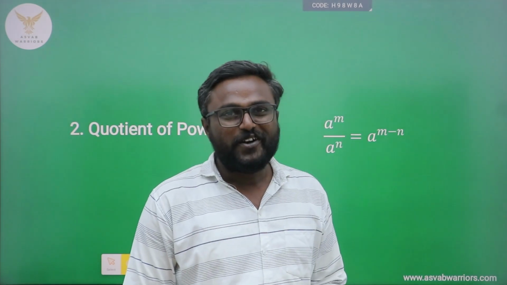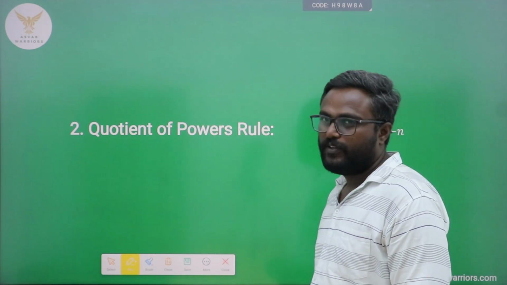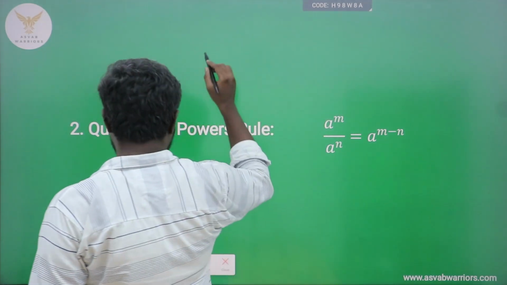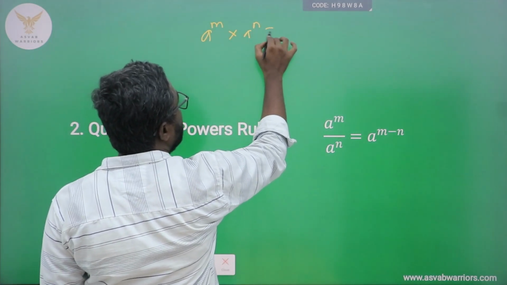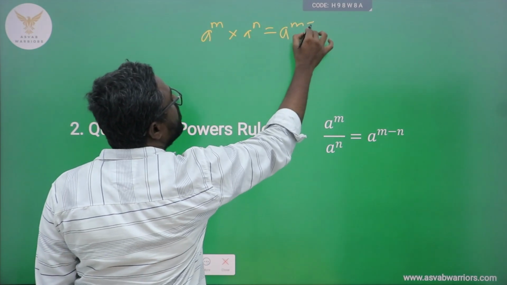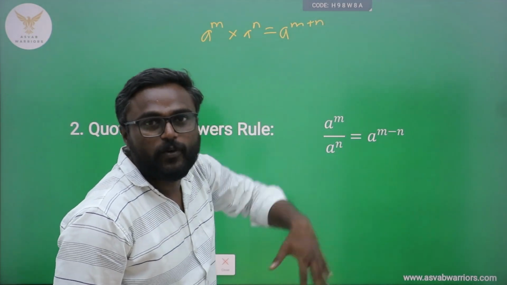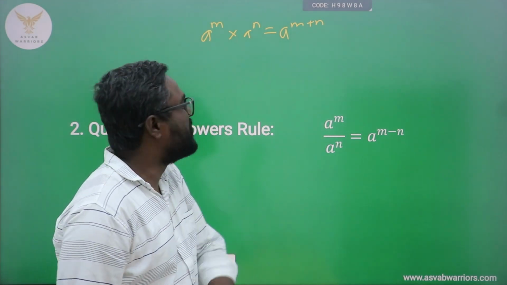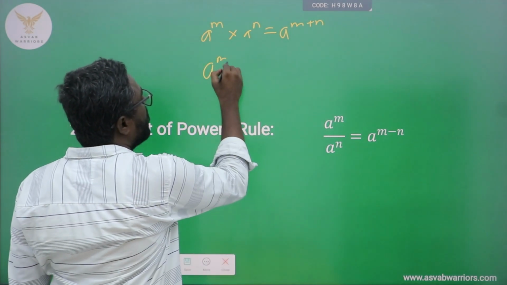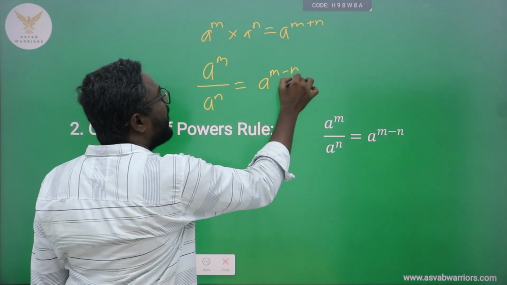Okay. Let's move on to the next rule of exponent, which is nothing but the quotient of powers rule. Now remember guys, what was the first rule? The first rule said a to the power m times a to the power n is equal to a to the power m plus n. Whenever there is multiplication, you add the power. Now there is division, what will you do? You will subtract the power. So a to the power m divided by a to the power n is nothing but a to the power m minus n.